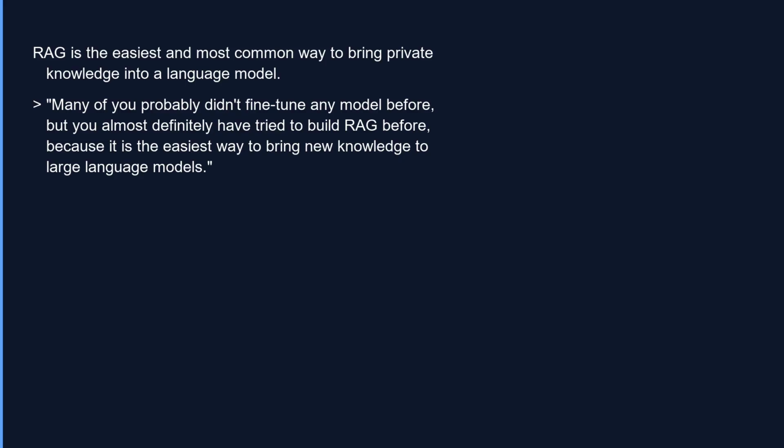Retrieval-augmented generation is the easiest and most common way to bring private knowledge into a language model. Many of you probably didn't fine-tune any model before, but you almost definitely have tried to build retrieval-augmented generation before, because it is the easiest way to bring new knowledge to large language models.